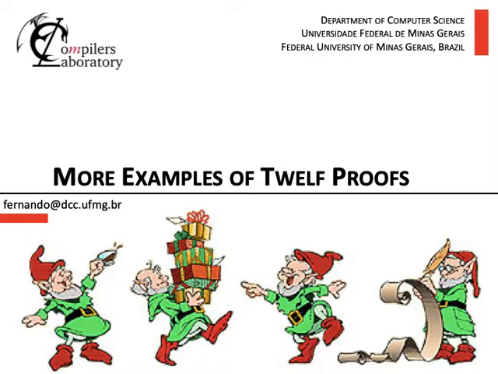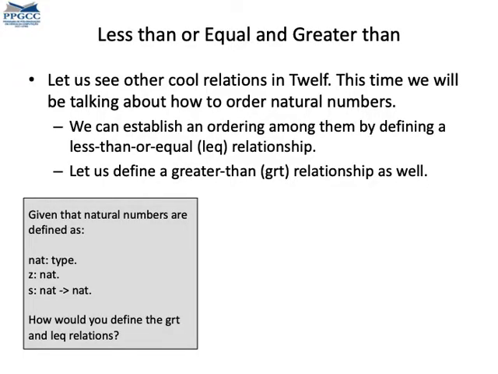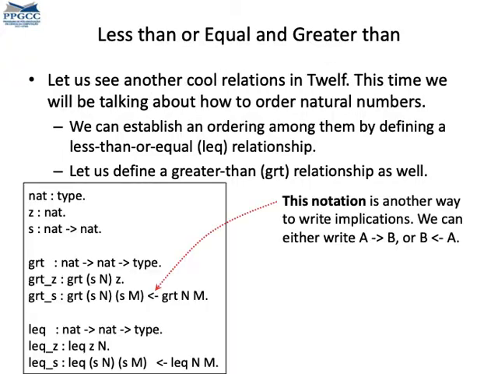We shall see a few more examples of proofs in the system. First, let's prove some relations concerning the ordering between numbers. Let's start defining when a number is greater or less than or equal to another number. Would you like to do it yourself? You can start from the definitions in this figure.